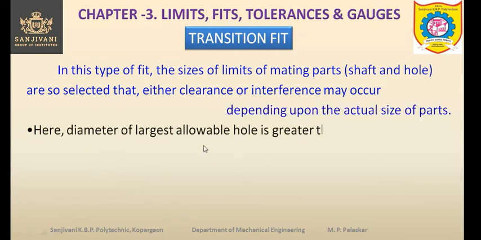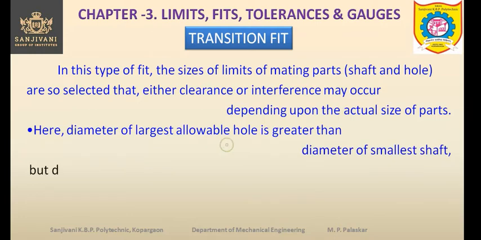So here the diameter of the largest allowable hole is greater than the diameter of the smallest shaft. So if the hole is largest, then it is greater than the smallest shaft.